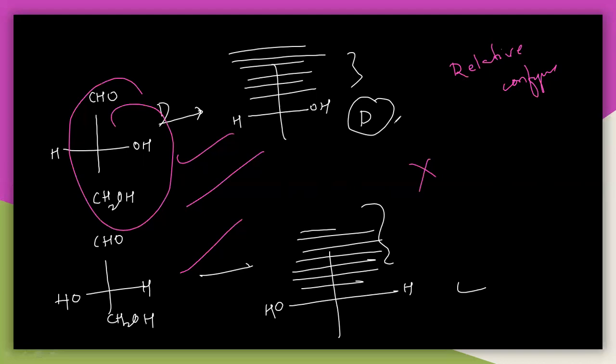For relative configuration we have to give the symbols as D and L. In the case of absolute configuration, we will give the configuration for each chiral carbon, hence it is the absolute configuration. Generally it can be generated only in the Fischer projection, remember that. So this is the relative configuration, this is enough. We will see the absolute configuration in the next session. Thank you.